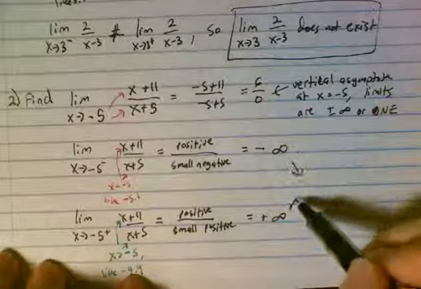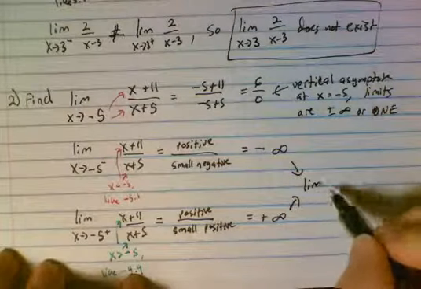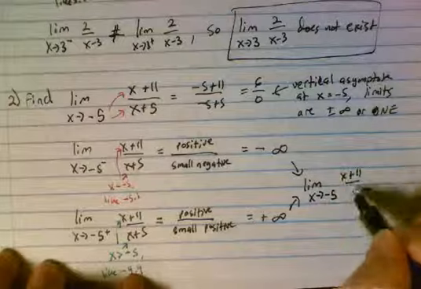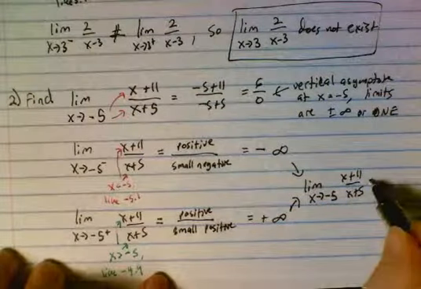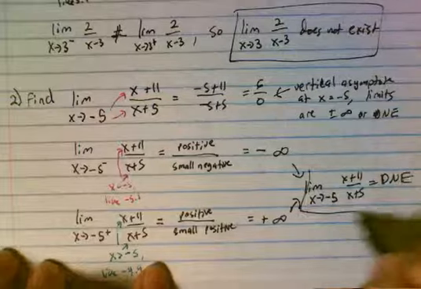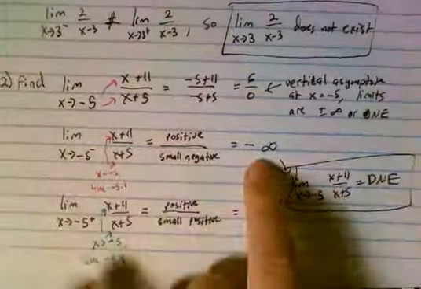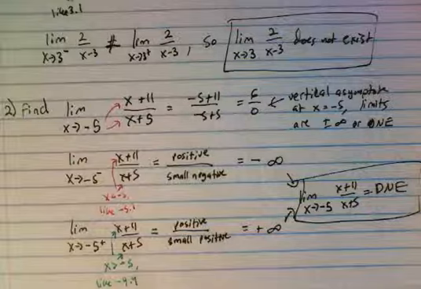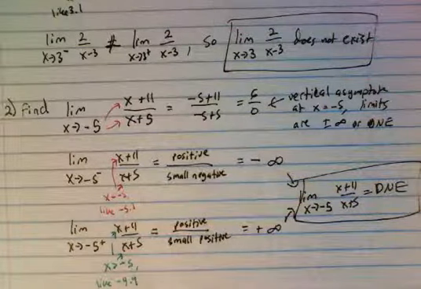Again, the overall limit does not exist, because this is negative infinity, this is positive infinity. They don't match. So let's look at an example where they do match.